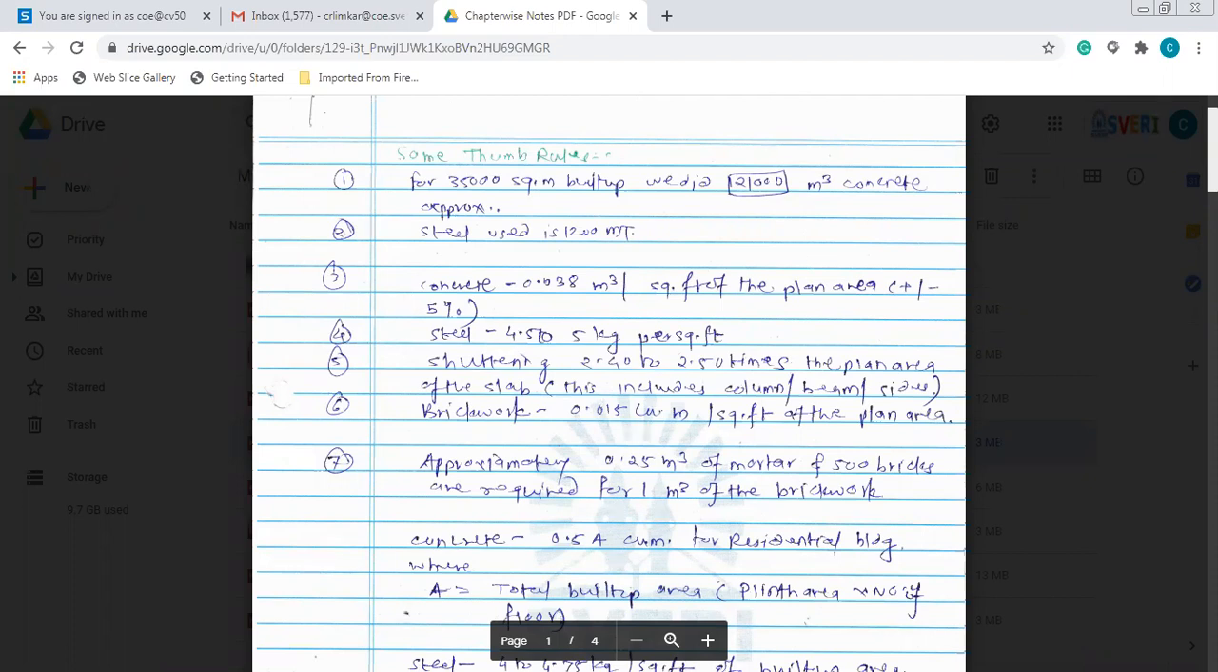There is one compulsory question of 4 marks on this particular chapter that you have to write. There will be a compulsory question of 4 marks, that is on the percentage breakup of the construction cost.